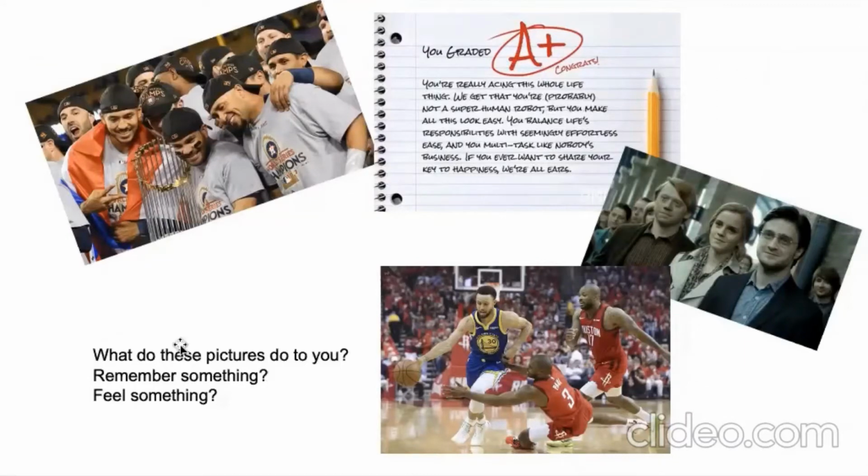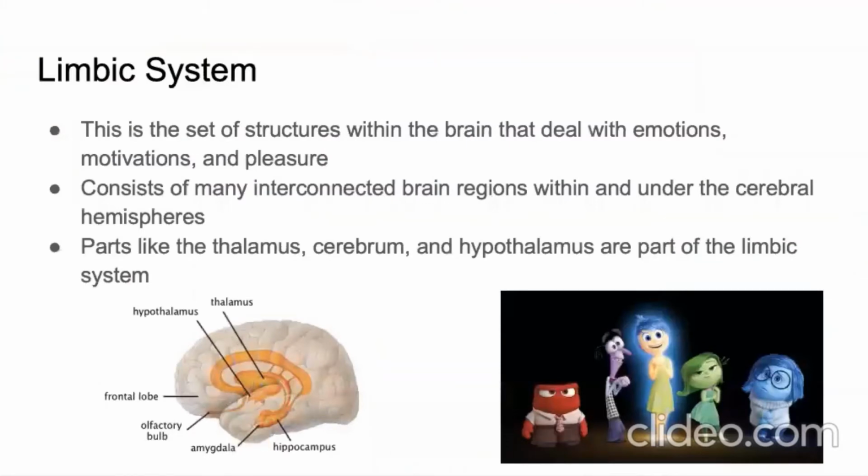Now let's look at these pictures right here. We see the Astros winning a title. We see you getting an A+. We see the final scene of Harry Potter. And we see another sports event. Now, what do these pictures do? Do they remind you of something? Do they make you feel something? What you're probably feeling are different kinds of emotions based on how you perceive these things. And our emotions are dictated by our limbic system.